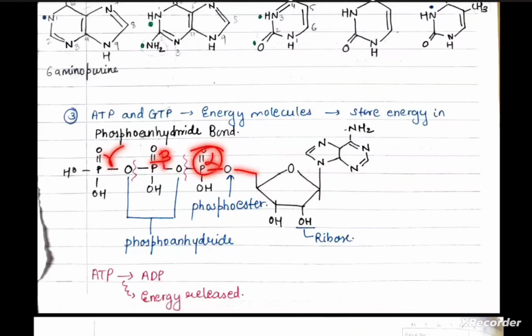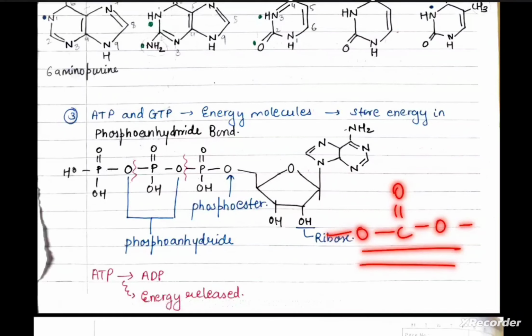This is a phosphoester linkage. What is phosphoester? This is your phosphoester linkage. Usually an ester bond is shown like this, right? In chemistry, we have seen this. Here it is phospho: instead of carbon, you have phosphate. So a phosphoester linkage is there. And this particular linkage here is phosphoanhydride. If there was something like this, it would have been an anhydride bond. This is phosphate here, so it's a phosphoanhydride bond.